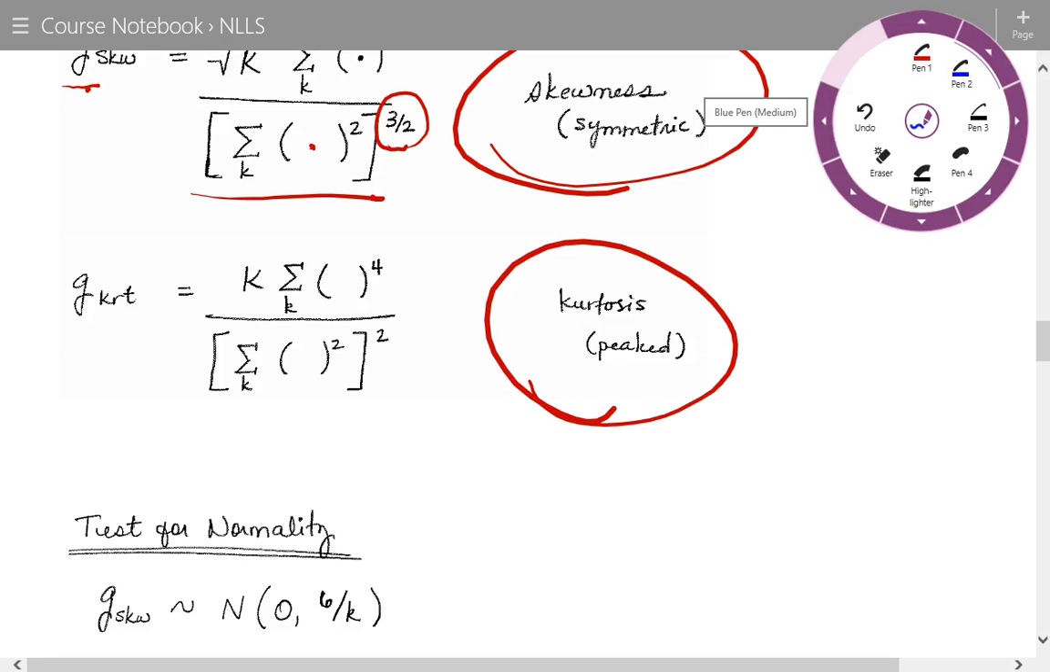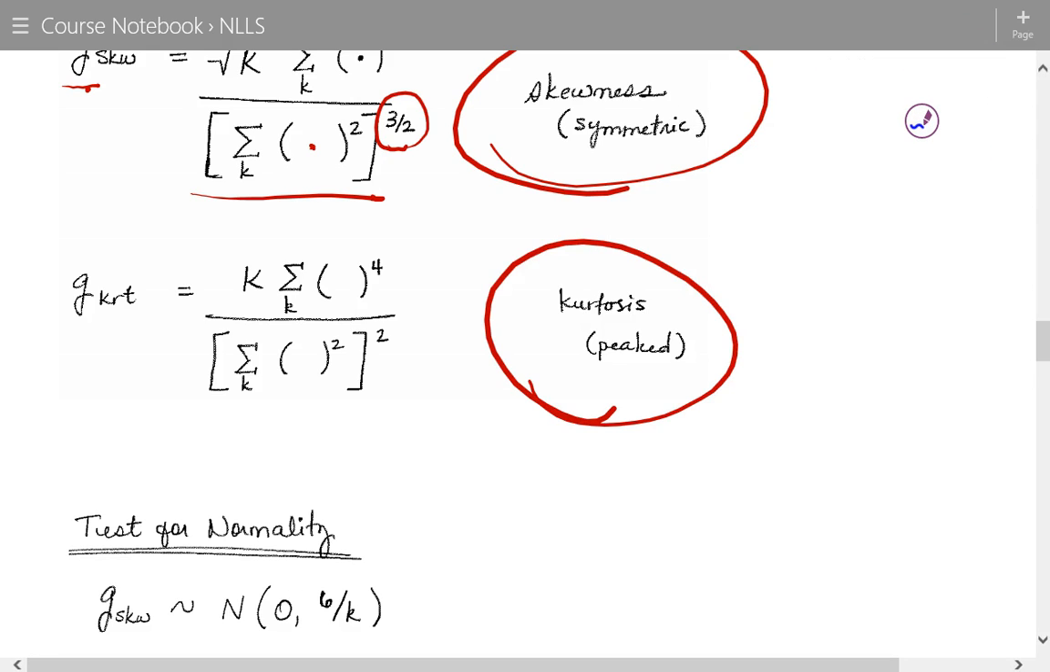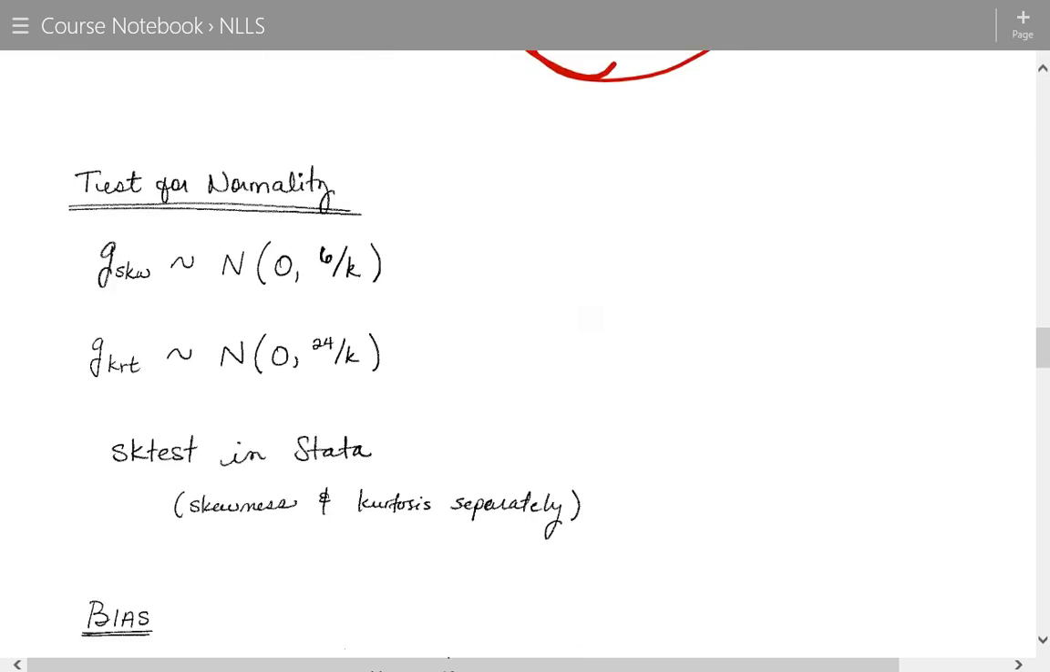I'm going to switch color. I don't know if it's the color that's causing trouble. Probably not. It definitely is not.